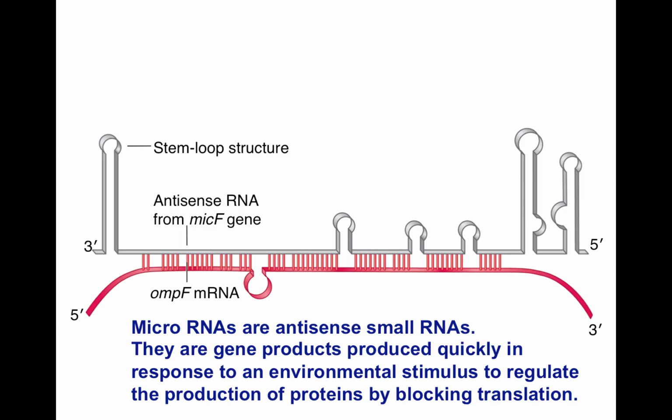This diagram shows a RNA for an OMP-F protein hydrogen bonded to an antisense small RNA. Now remember, this is prokaryotic gene expression. MicroRNAs are antisense small RNAs, that's this gray one. They can be produced quickly in the cell in response to environmental stimulus, and they can regulate gene expression very quickly by blocking translation of a particular messenger RNA.